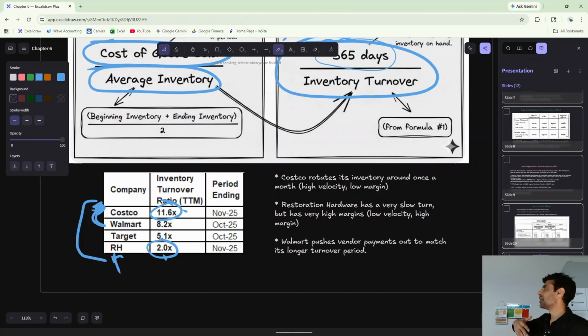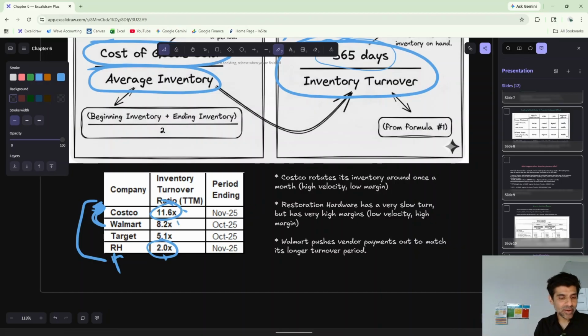So they buy stuff from their vendor. The vendor says, "Hey, you owe me $100 in 30 days." Costco will sell those items for $200, give 100 to the vendor, and keep 100. So they never had to finance the purchase of that because they're turning over inventory so quickly.